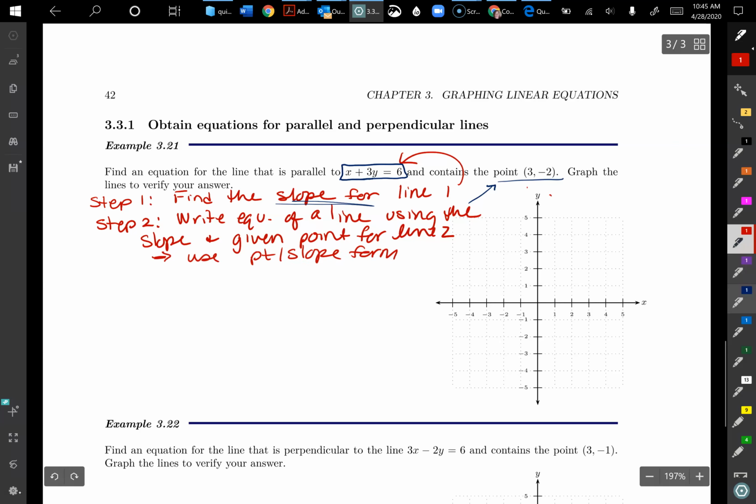Okay, so I'm going to write that down here. We have y minus y sub 1. This is something to commit to memory, equals m times x minus x sub 1.